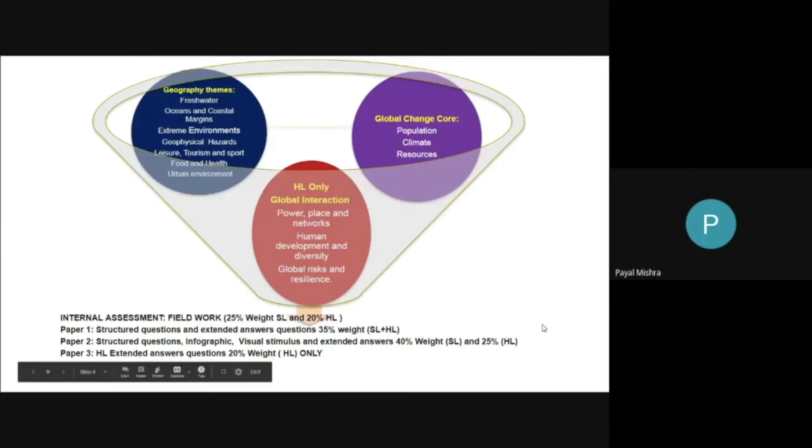So these are the options, out of which 3 are chosen by the HL students and 2 by the SL students. Paper 2 is structured questions which has infographic, visual stimulus, and extended answer. Its weightage is 40% for the SL students and 25% for HL, but the topics are studied by both groups. Paper 3 is the HL extended answer question, with a weightage of 20% for HL only. So SL students don't attempt it.